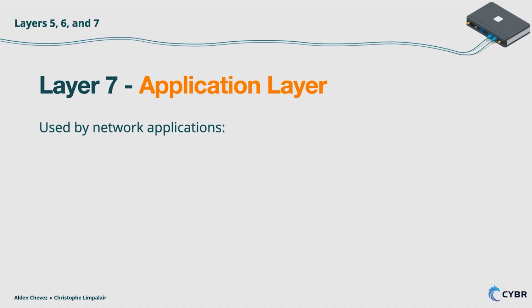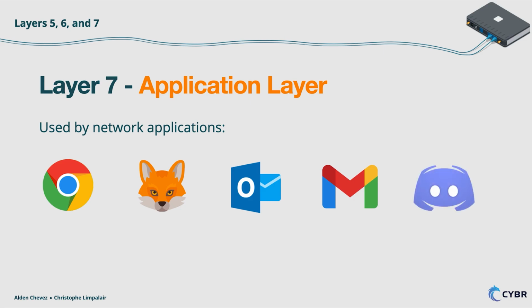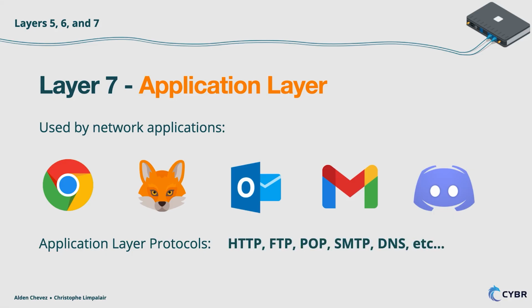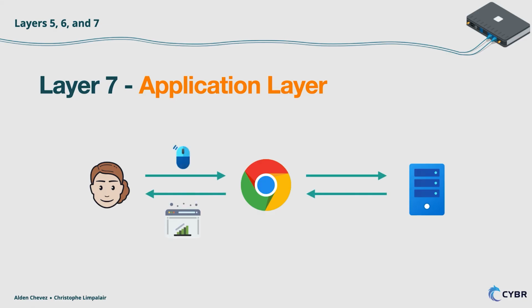This layer is used by network applications such as browsers like Google Chrome and Firefox, email clients like Outlook and Gmail, communication applications like Discord, and the list goes on. These applications use what's called application layer protocols such as HTTP, FTP for file transfer, POP and SMTP for email, and DNS in order to communicate. So in a nutshell, this is the layer that enables applications to both send and receive information, and then display that data to end users.